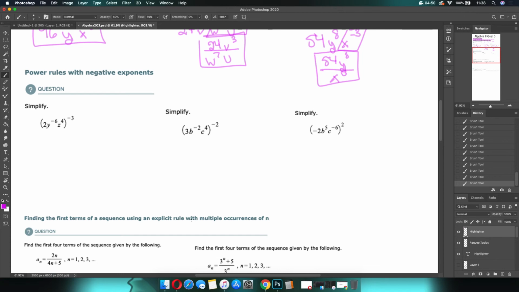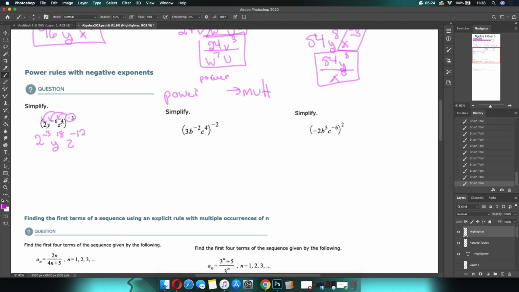So what happens if you now have a power to a power? If you have a power to a power, you are going to be multiplying your exponents. So I'm effectively taking this -3 and distributing it to everything inside. So that's going to be 2 to the -3rd, y to the -6 times -3, which is +18, and then z to the 4 times -3, which is -12.